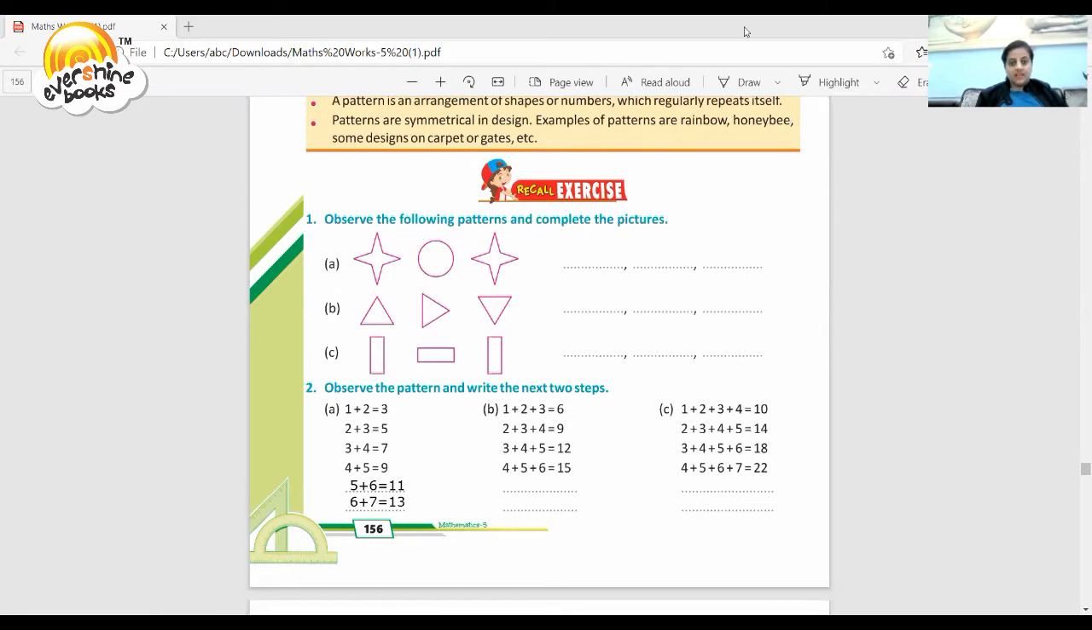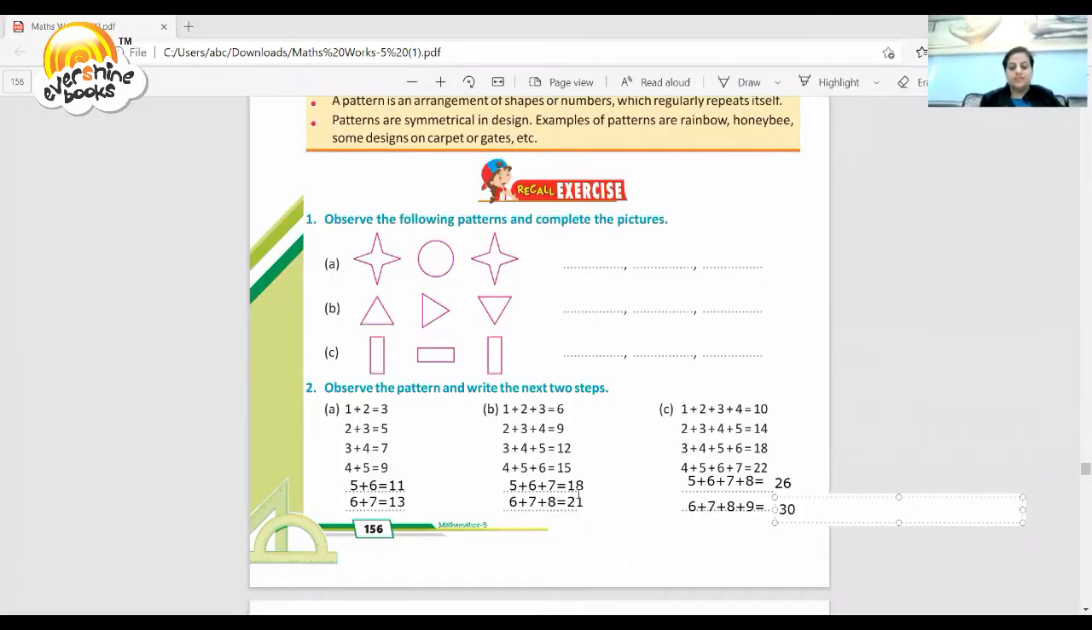Next, the pattern is given: 1 plus 2 plus 3 is 6, 2 plus 3 plus 4 is 9, 3 plus 4 plus 5 is 12, 4 plus 5 plus 6 is 15. So just write here. Here it is 3 plus 4 plus 5, 12. You have to add all the serial-wise numbers. So in that way, you have to write 5 plus 6 plus 7 is 18.